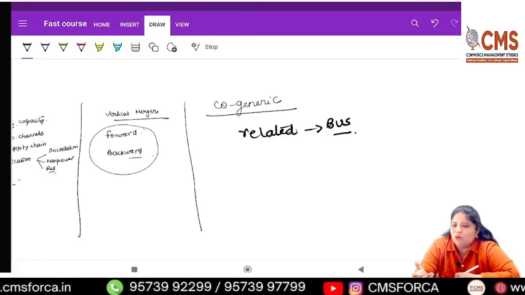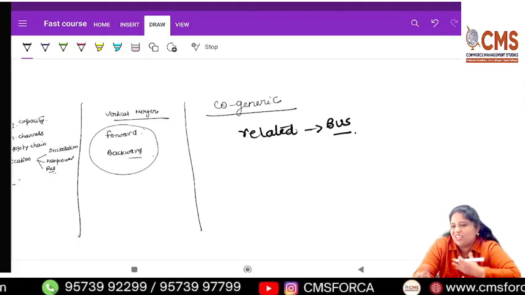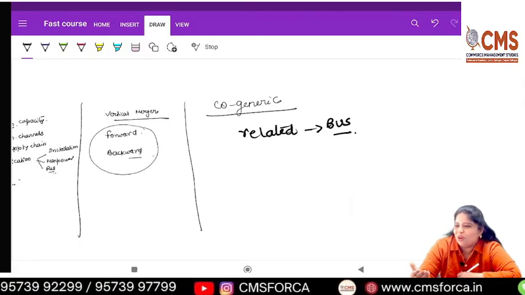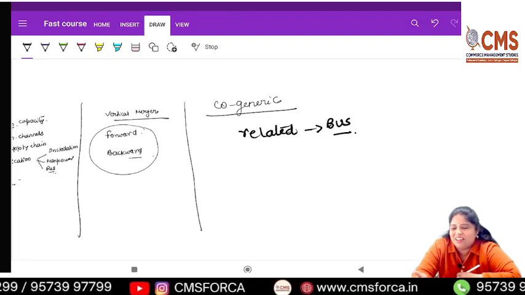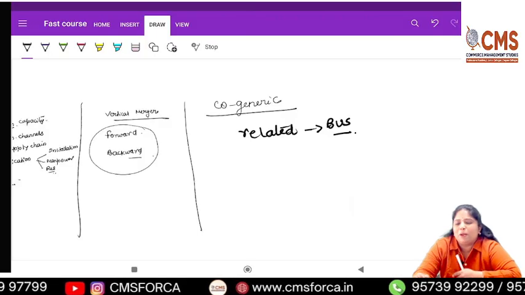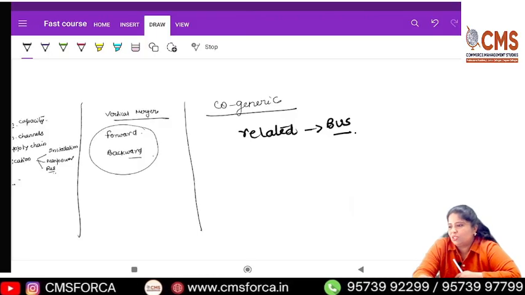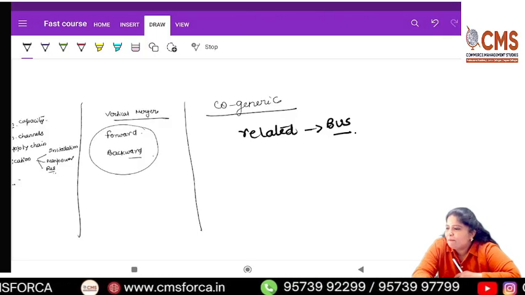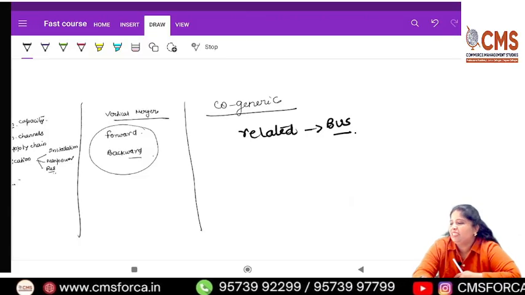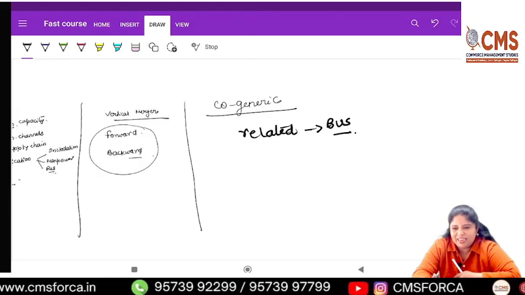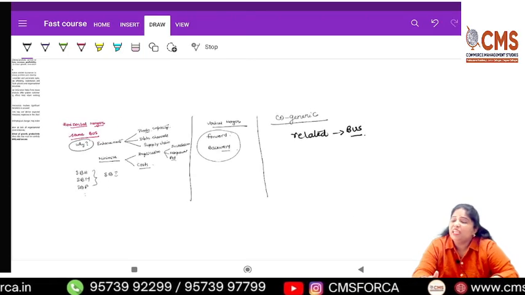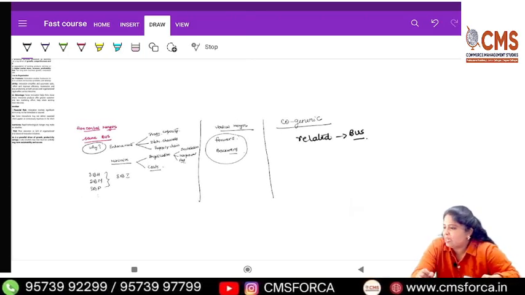Quaker. I don't know if you have heard about it, but we consumed it a lot. I'm not sure whether it was still there in your age slab and your era. So PepsiCo got merged with Quaker Oats. Both are not in the same business, but in related business, right? So that's how we talk about a co-generic merger.